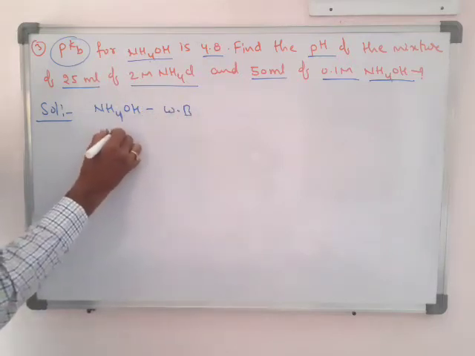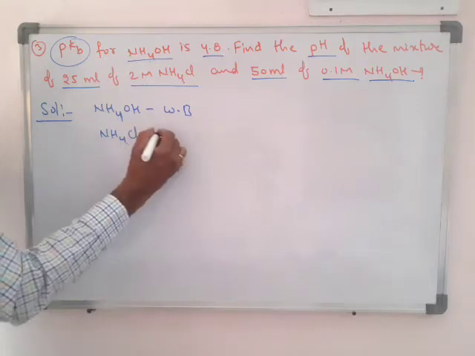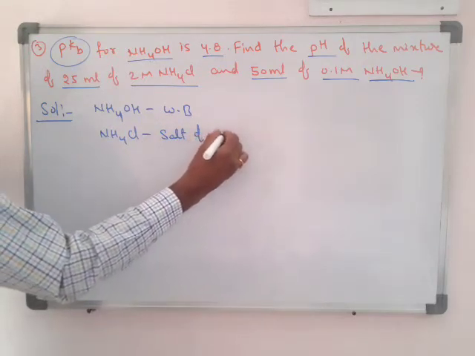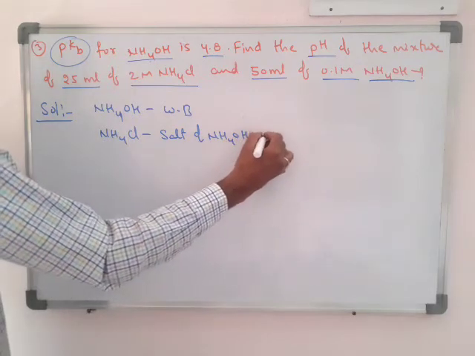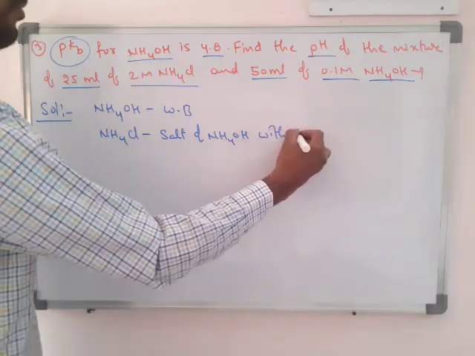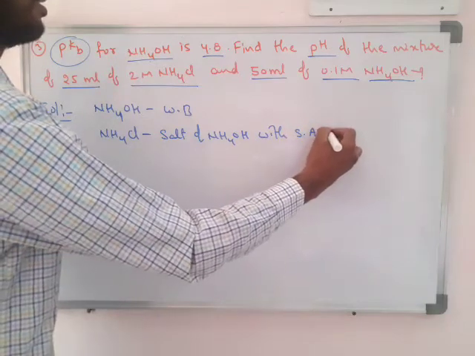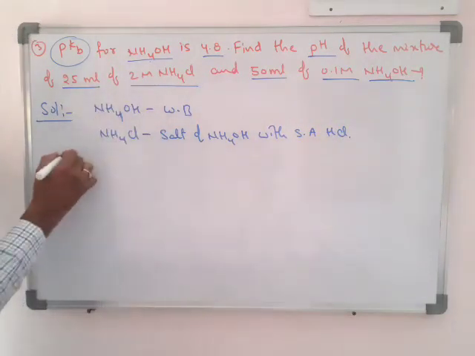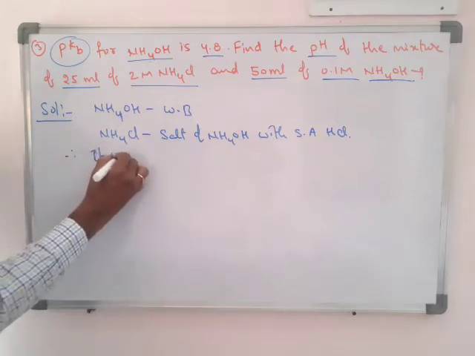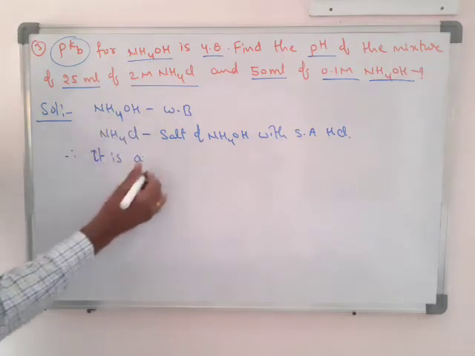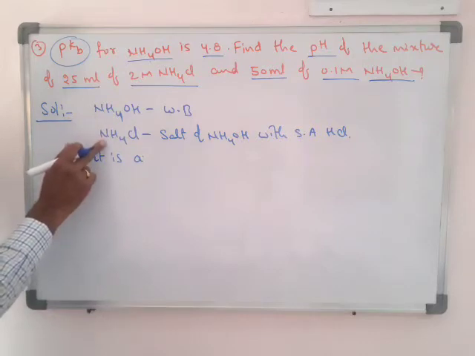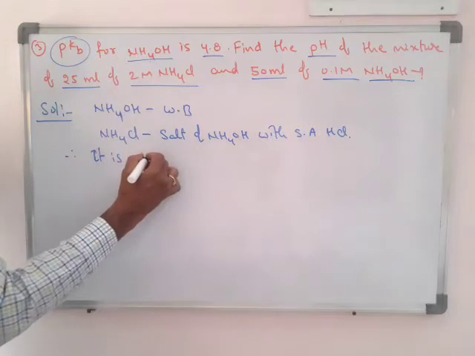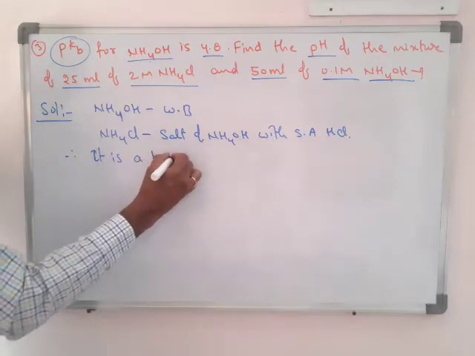And what about NH4Cl? It's a salt of NH4OH with a strong acid, HCl. So this mixture is a basic buffer: a weak base combined with a salt of a strong acid. So this mixture will be treated as a basic buffer.